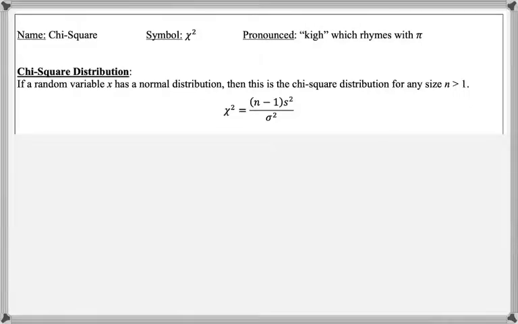This chapter is on the chi-square distribution. So it's spelt chi square. The symbol looks very similar to an x squared, and it's pronounced chi, which rhymes with pi. So if a random variable x has a normal distribution, then the chi-square distribution follows this formula.